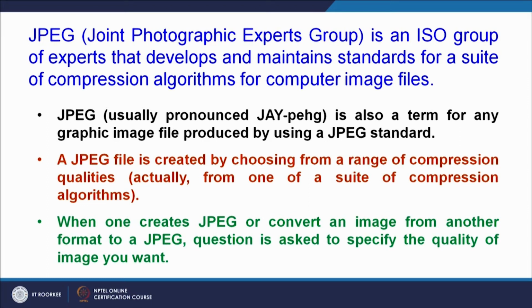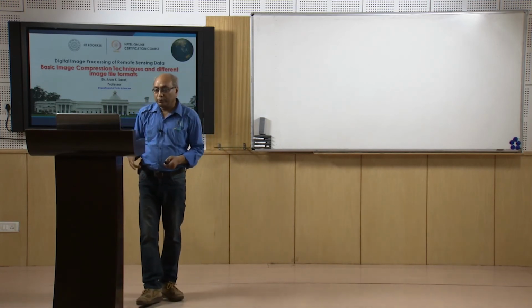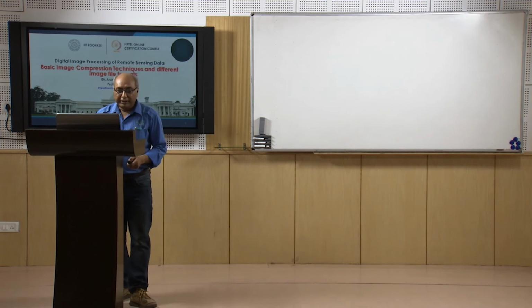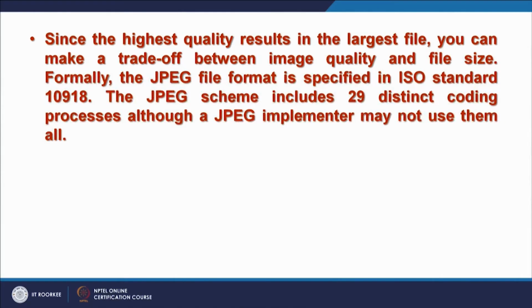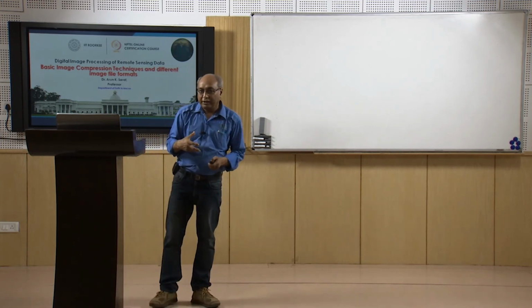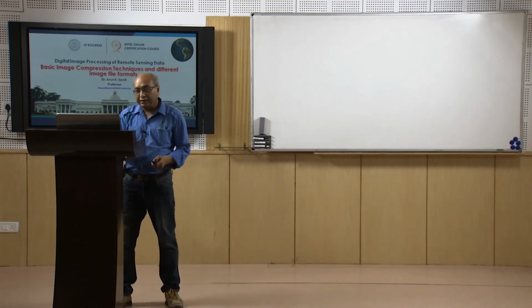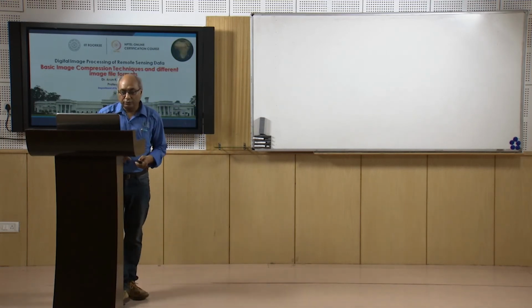So JPEG is a compression technique, and at the same time an image format as well. And the question is asked to specify the quality of the image. Since the highest quality results in the largest file, you can make a trade-off between image quality and file size. So you have to assess whether you want to retain the quality of an image or you want a high compression, and accordingly things are chosen.